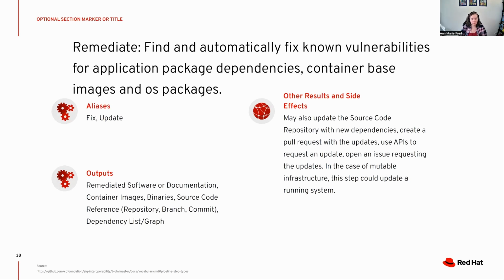In the case of mutable infrastructure, this might actually cause a running system to be updated if you're watching. So say your remediate step actually generates a new container image and publishes it to your repository. Then you have another system that's watching for new versions in your published repository and pulling them into your production systems. This can actually happen automatically, which can be good or bad depending on how much you trust your testing.